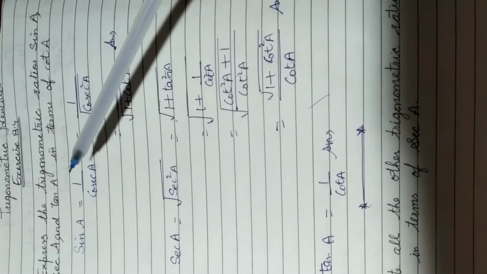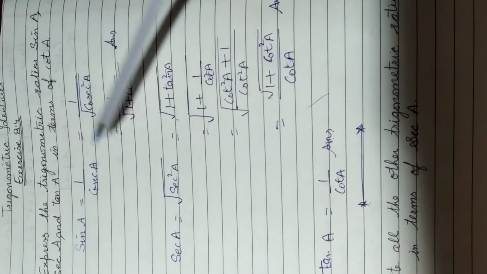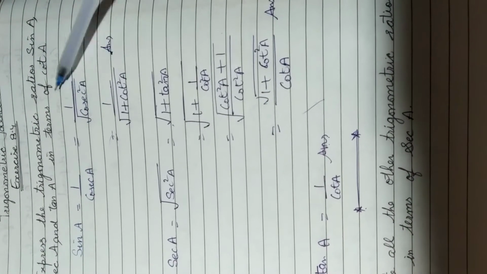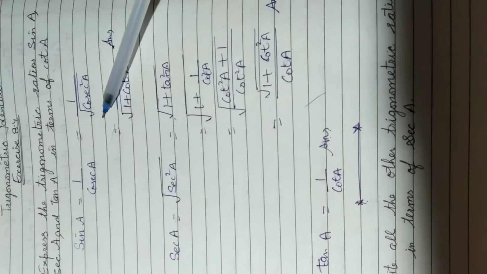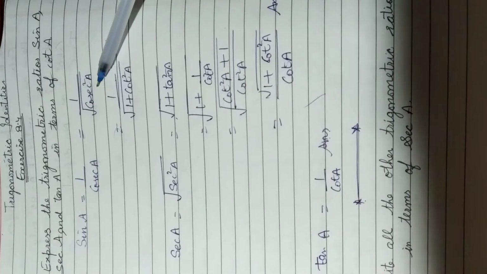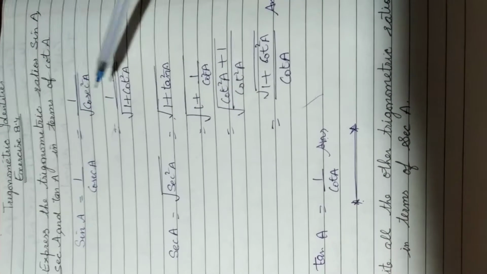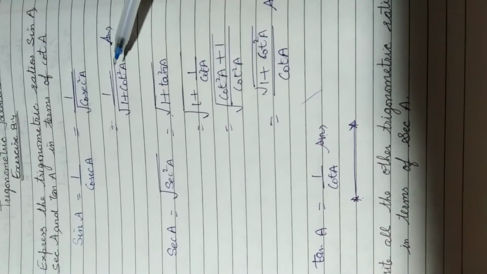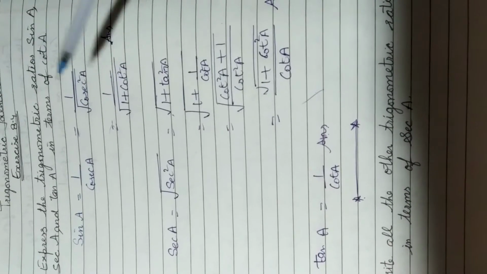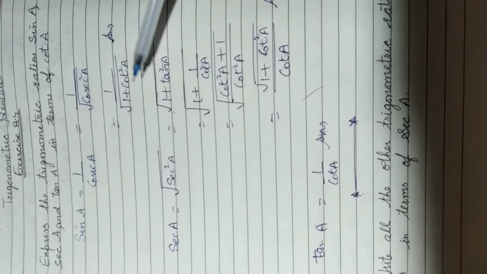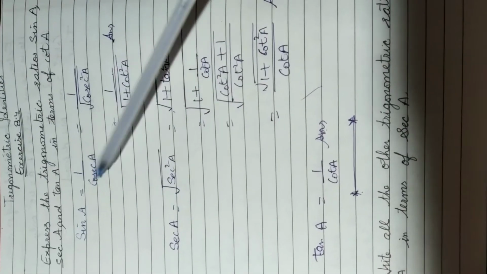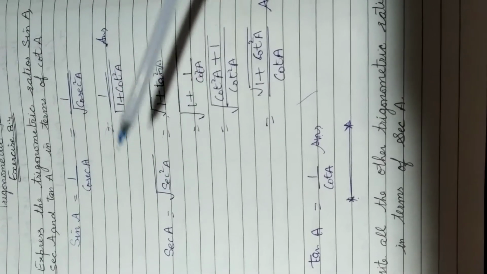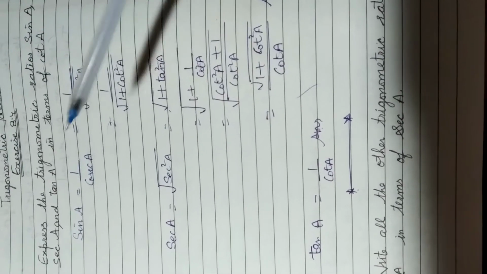Now sin A can be written as 1 upon cosecant A. Now it can be written as 1 upon square root of cosecant square A. From here we get the identity of cosecant and cot, that is cosecant square A is equal to 1 plus cot square A. Just now we have done the identity in the previous video. Then it becomes 1 upon square root of 1 plus cot square A. Means sin A can be expressed in terms of cot A by taking sin A is equal to 1 upon square root of 1 plus cot square A.